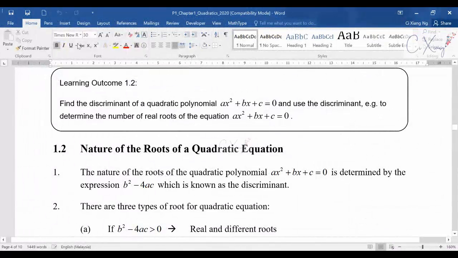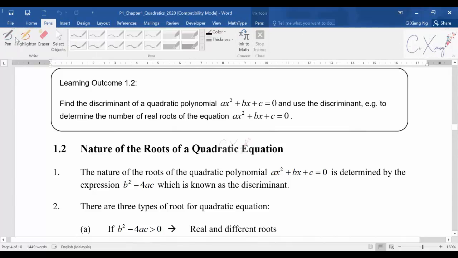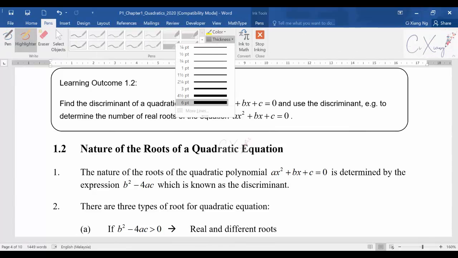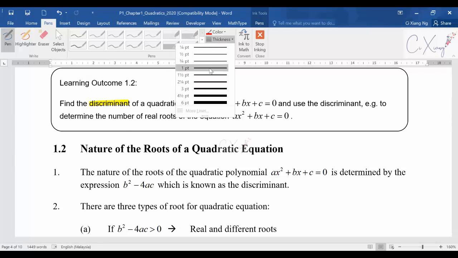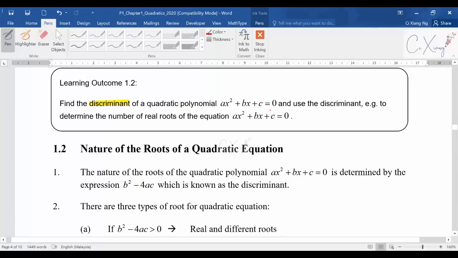Okay, so again, let's have a look here. What's our learning outcome for today? The learning outcome for this video is that you need to find the discriminant of a quadratic polynomial and use the discriminant to determine how many roots you have, and also the nature of the roots. So what's the meaning of roots here? The roots means that when you let the quadratic equation equal 0, what is the value of x? I think I told you this word before. So this is the meaning of the root.